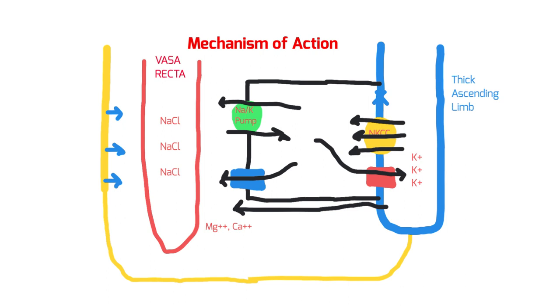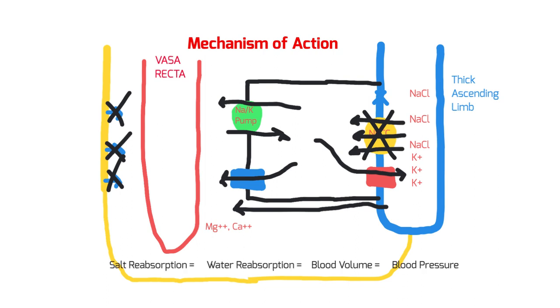So what happens if our loop diuretics come and bind to our sodium potassium chloride cotransporter? Well, the big takeaway is that there's going to be less salt reabsorption. So there's going to be more salt back in our lumen, and that's going to take away the driving force for the water in the descending limb to want to exit the lumen and enter back into our circulation.